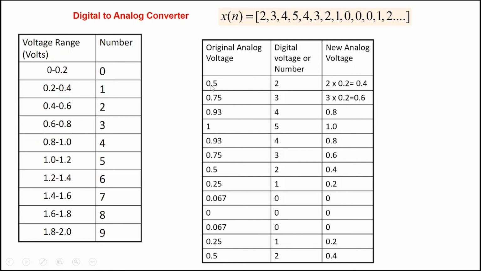The original analog voltage was 0.5. If you recall, we had converted it into a digital number 2. Now we're converting it back into an analog number. We multiply by that interval and get 0.4, and we get 0.6. So obviously there's an error because there was a loss in accuracy. When we took an analog signal and converted it into a digital number, there was a loss in accuracy, and when we convert the digital number back into an analog number, we can see the loss: 0.5 versus 0.4, 0.75 versus 0.6.